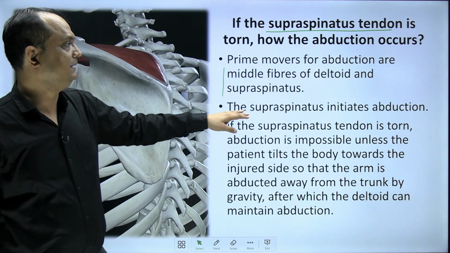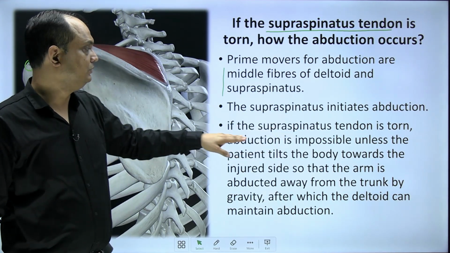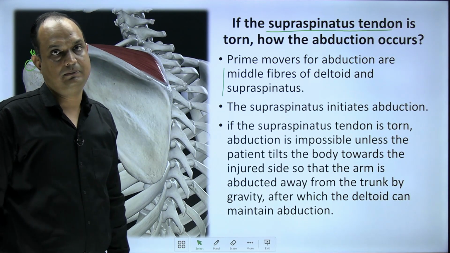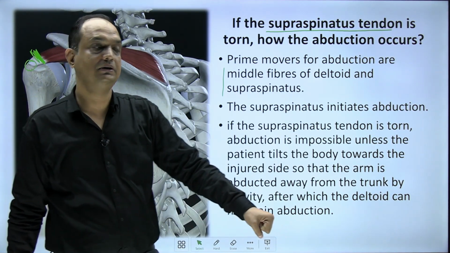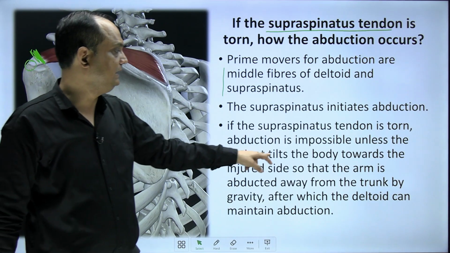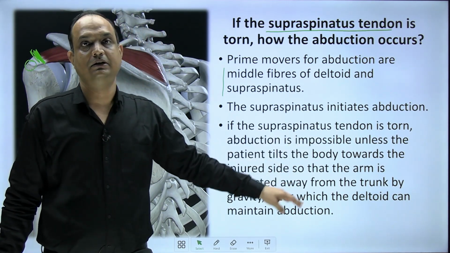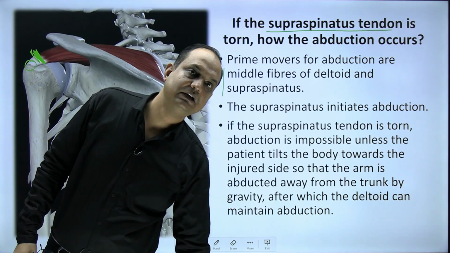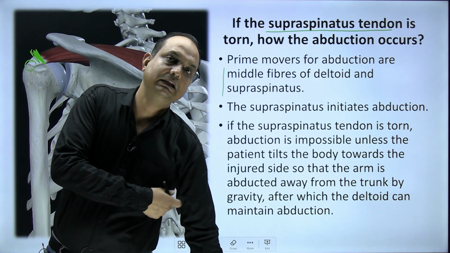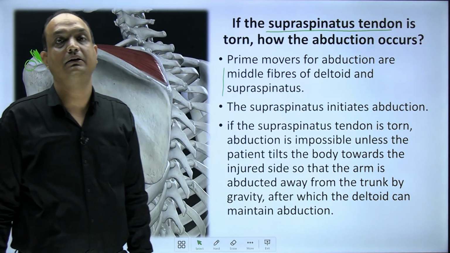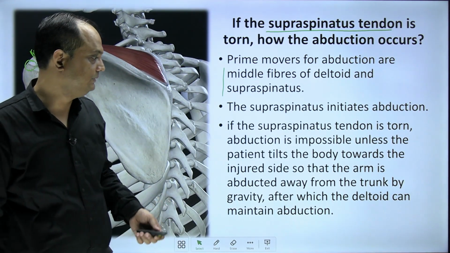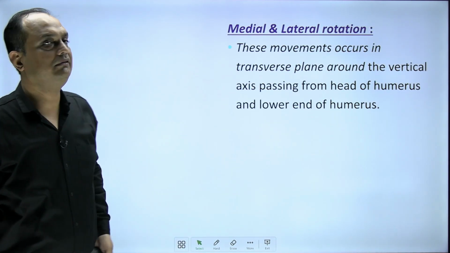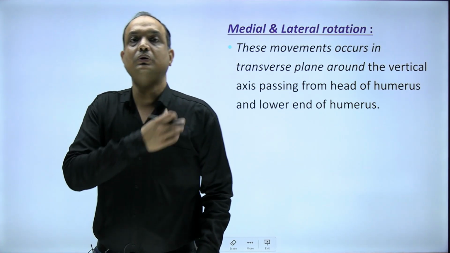So the supraspinatus initiates the abduction, we know. If the supraspinatus tendon gets torn, you cannot initiate the abduction. So it can be done by the patient tilting the body towards the injured side. I told you that if my left side is injured, I will do the lateral flexion on the left side itself. Automatically a gap of 15 degrees occurs, and then further abduction is possible by the action of the acromial fibers of the deltoid.